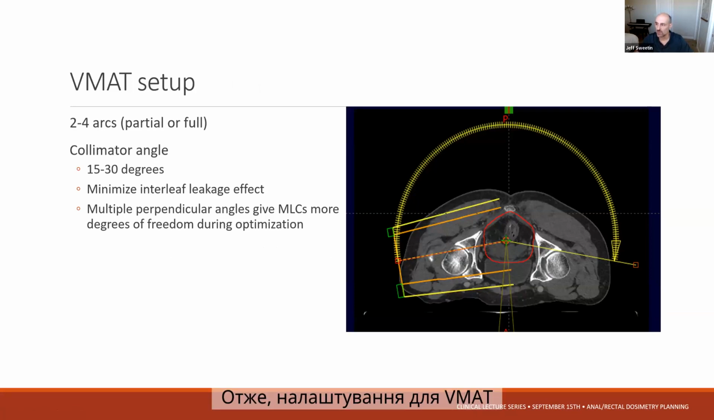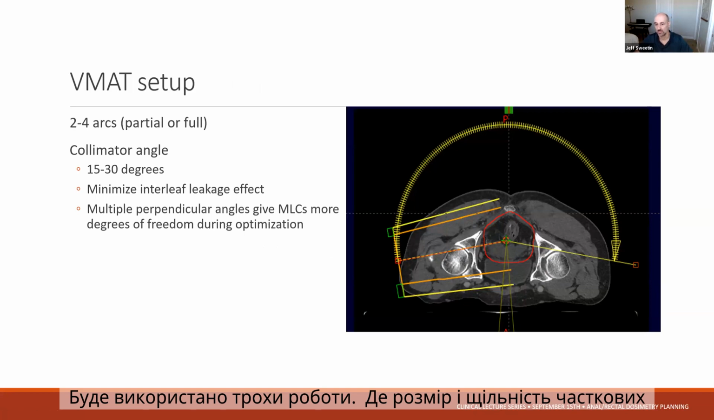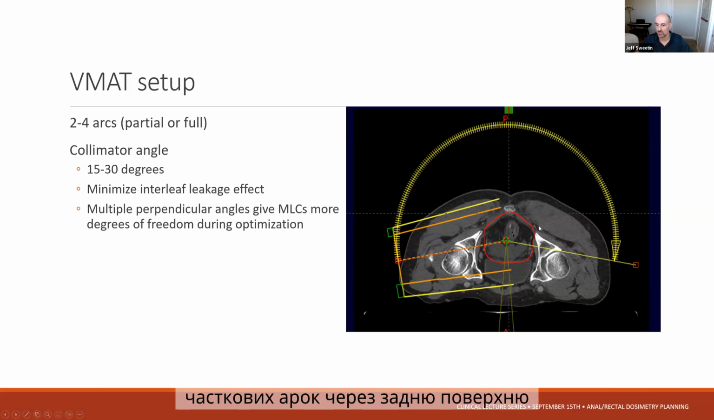So when setting up for our VMAT, we'll typically use somewhere between 2 to 4 arcs, depending on the size and complexity of our PTV, partial or full arcs. If we're not treating those, sometimes you can get away with a couple of partial arcs across the posterior. With our collimator angle, we use somewhere between 3 and 6 degrees, but you want to have at least some angle, maybe a minimum of 5 degrees, to reduce any interleaf leakage.